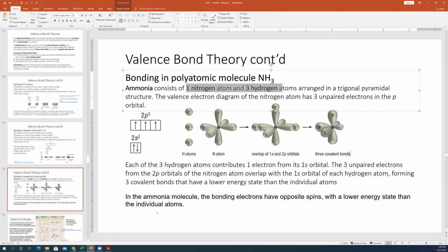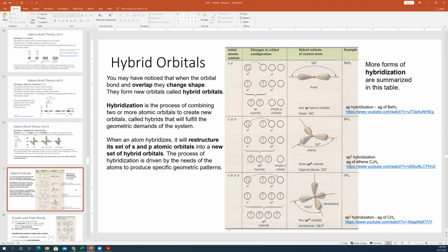Yes. Okay, so should I keep continuing with this? Should I keep going now to hybrid orbitals? Is that something we want to cover next? Sure. Yeah. Okay. Yes.